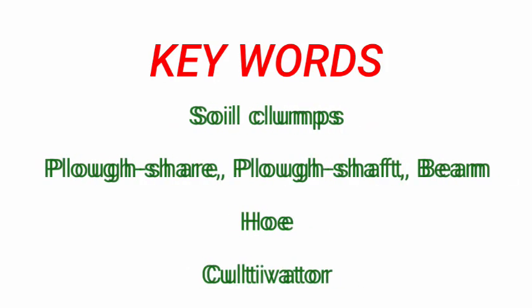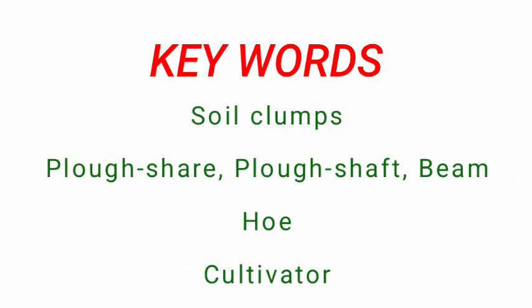Yeah, this is all about the topic regarding agriculture implements given in our lesson. And let me remind the keywords that we have come to know from this topic: soil clumps, plowshare, plow shaft, beam. Yeah, these are the three parts of the plow. And another agriculture implement, hoe, and finally cultivator.